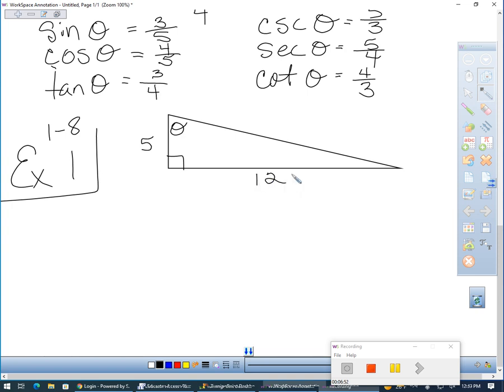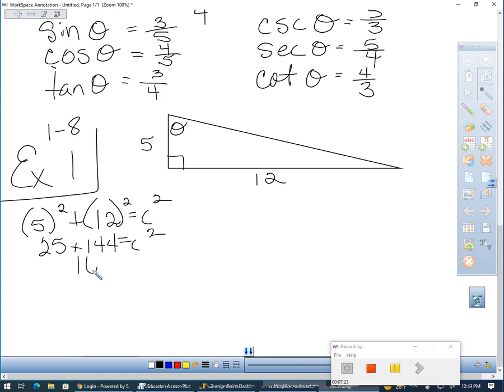Well, we can't do our 6 trig functions until we have the third side, right? So how do we find it? A squared plus B squared equals C squared. So, first thing we have to do is the Pythagorean theorem. We have 5 squared plus 12 squared equals C squared. So 25 plus 144 equals C squared. Or 169 equals C squared, so C equals 13. All right.